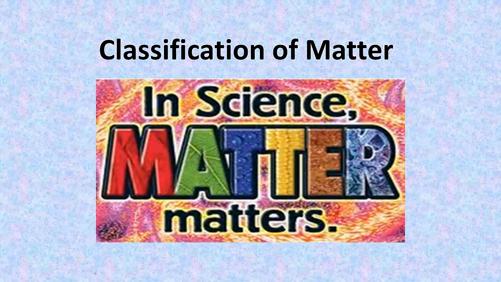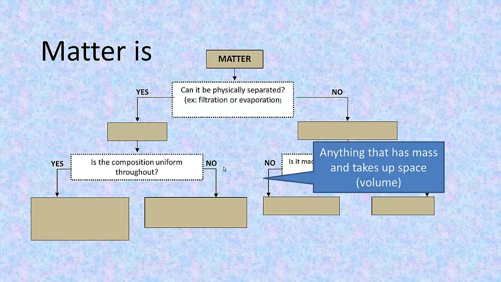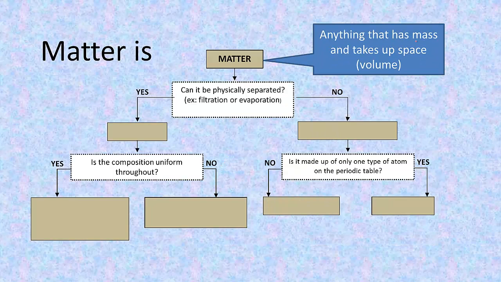Hello, chemistry students. Today we're going to talk about the classification of matter. So what is matter? Matter is anything that has mass and takes up space or has volume.